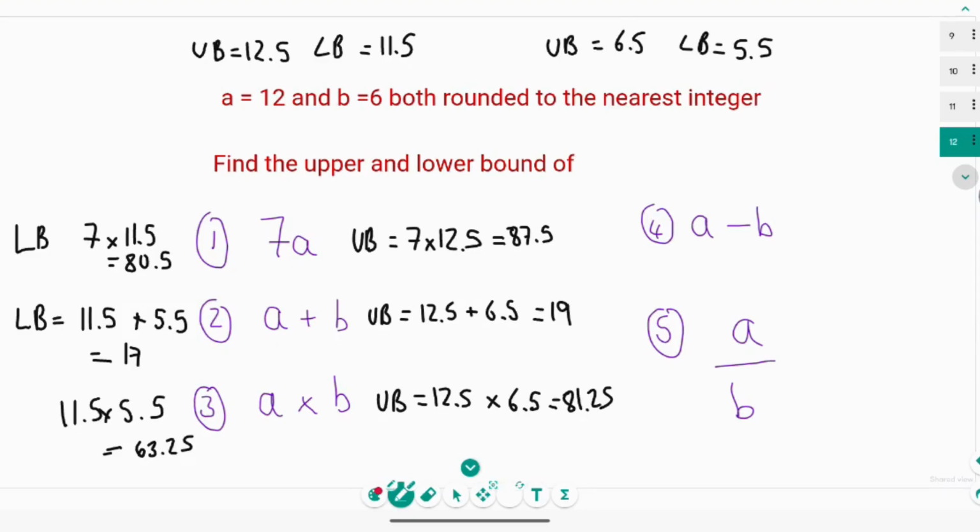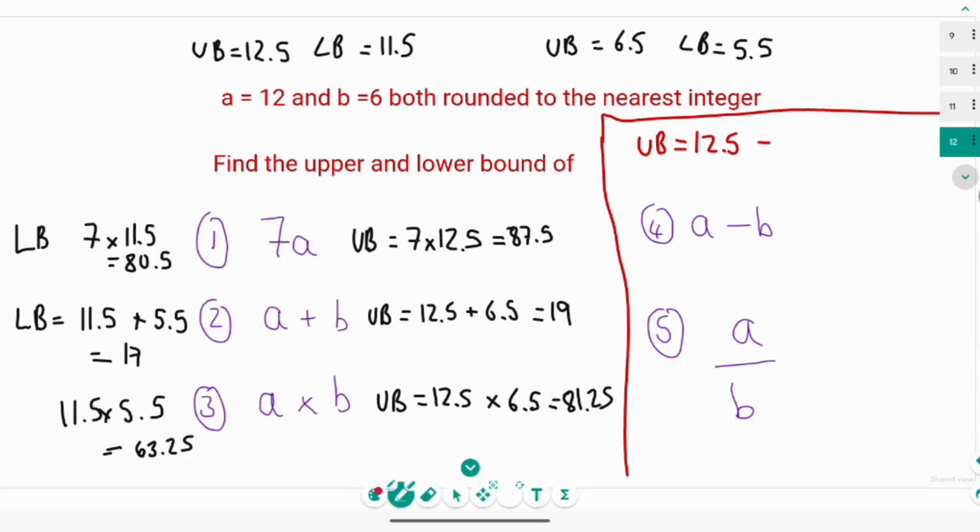Okay, let me choose a different colour for 5, 4 and 5. So to get the upper bound for A minus B, just be careful here. So the upper bound, don't forget with the subtraction, is the biggest minus the smallest. 7. And the lower bound, smallest minus the biggest. 5.